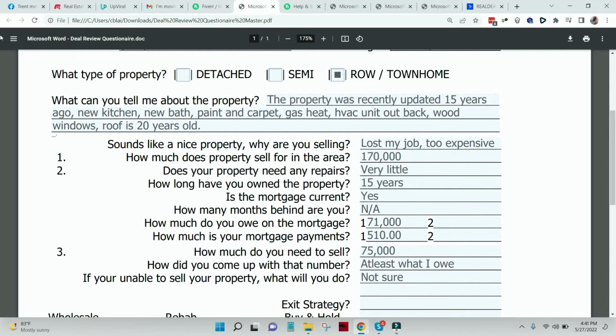So that's the reason why I asked the question. How much does property in your area sell for? Not that every owner is going to know this, but if they do, it'll give you a window inside of their knowledge when it comes to valuation.